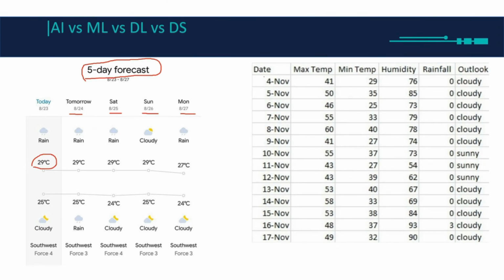Here it took the data from last year. This is the date, this is the maximum temperature on that date, and then minimum temperature, humidity, rainfall, and the outlook, which is the output, is cloudy, which is written here. And same thing here, the algorithm is going to find a pattern. Let's say if the max temperature was 43 and the minimum was 27, the humidity was 54, and rainfall was 0, then there's a big chance that day is going to be sunny. Sometimes it's wrong, but most of the time it's correct. Same concept as the previous example, but with this data.